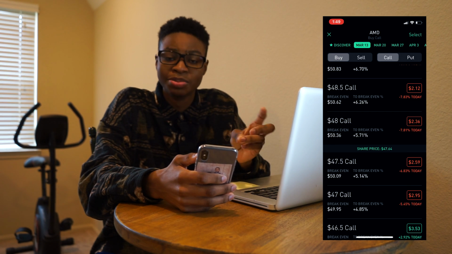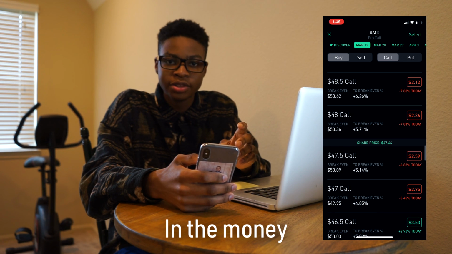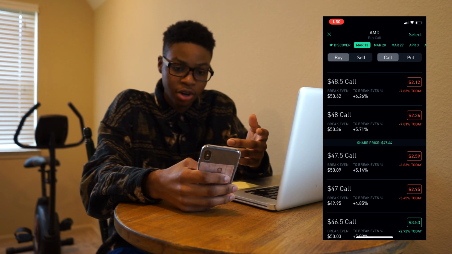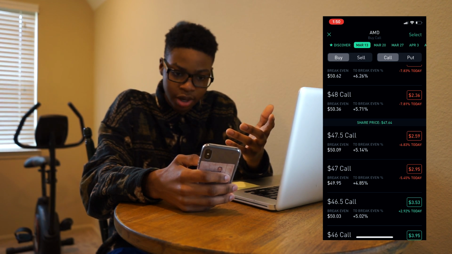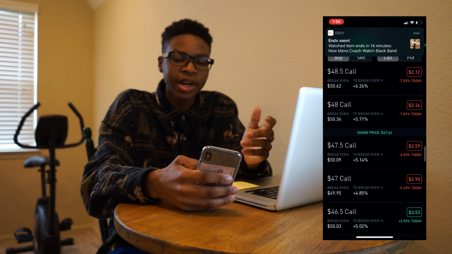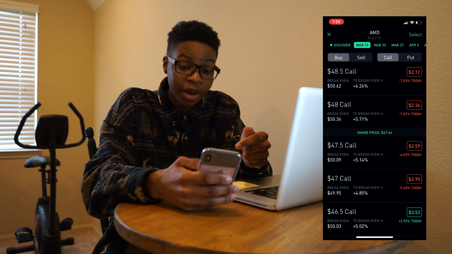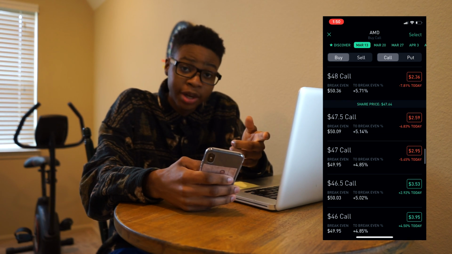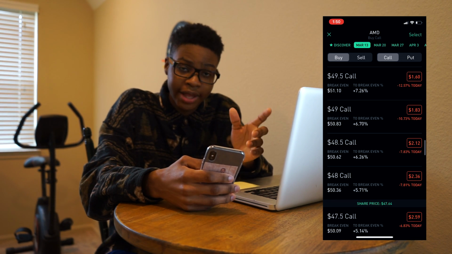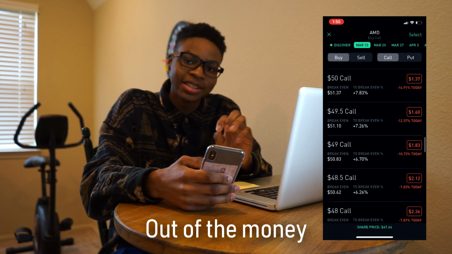You're probably wondering why it is more expensive at the bottom. That's because those are in the money. In the money means you're already right. AMD is already at 47.64. So if you buy an in the money call, that means you're not exactly safe. If AMD drops, you can still lose money on your contract, but you will profit faster than an out of the money call, which is above the strike price. The strike price is whatever the company is at that certain moment. So if you go up, that's out of the money. That means it hasn't hit that price yet.